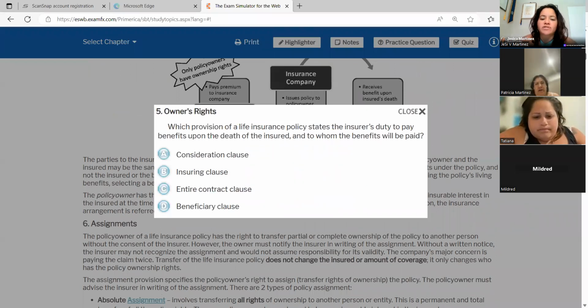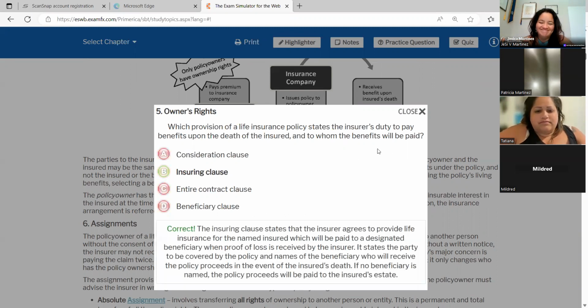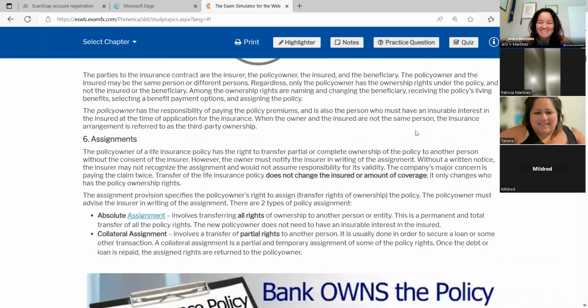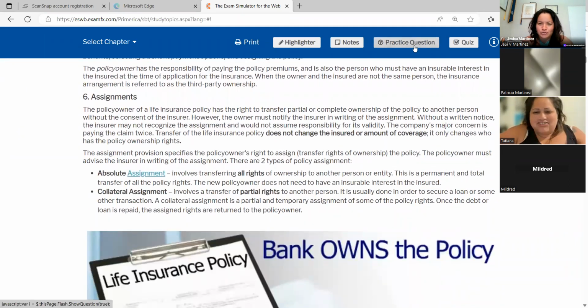Which provision of a life insurance policy states the insurer's duty to pay benefits upon the death of the insured and to whom the benefits will be paid? Insurance clause. Perfect. We're so smart. We just got that one.